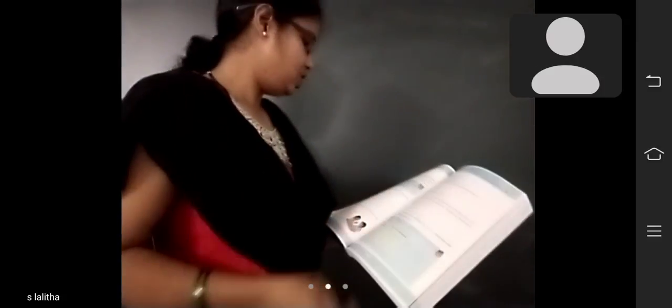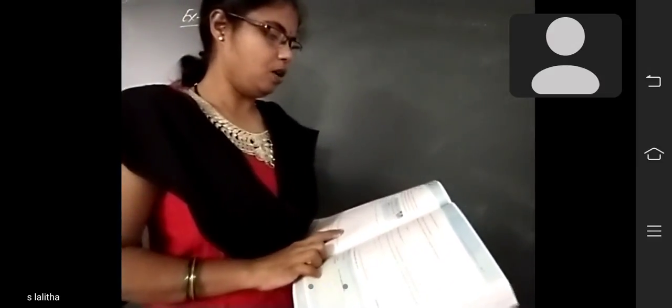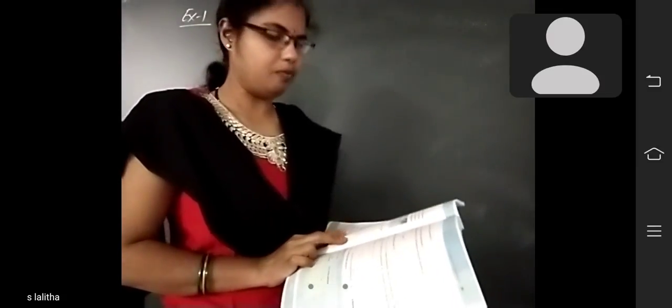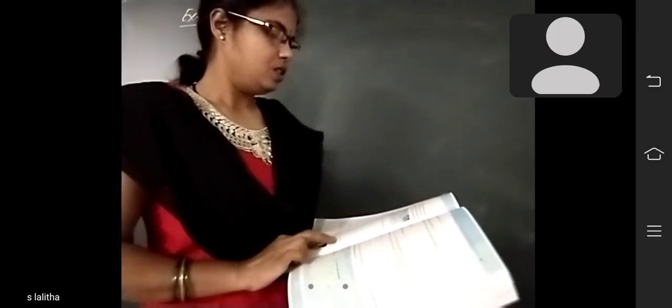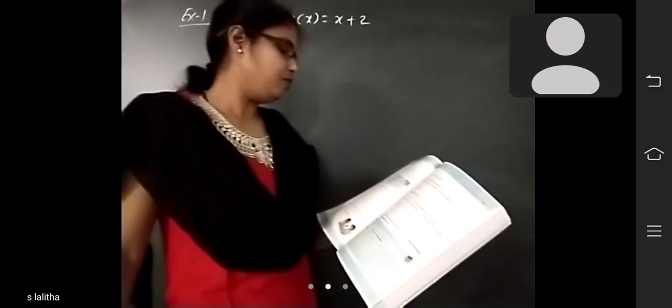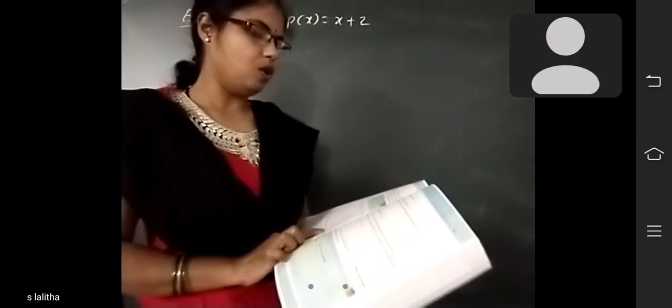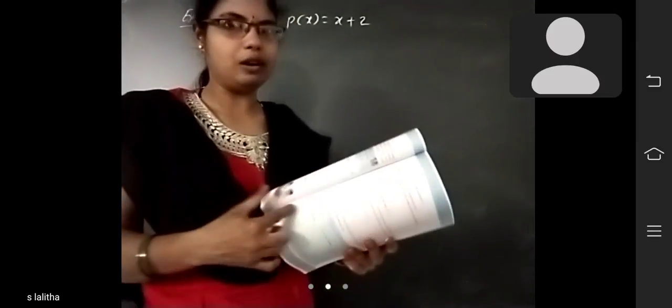Now see example 1, children. What is given in example 1? P of x is equal to x plus 2. Find P of 1, P of 2, P of minus 1 and P of minus 2. What are the zeros of the polynomial x plus 2? So here P of x is equal to x plus 2 is given. Now you have to find the values of P of 1, P of 2, P of minus 1, P of minus 2 and the zeros of the polynomial x plus 2.